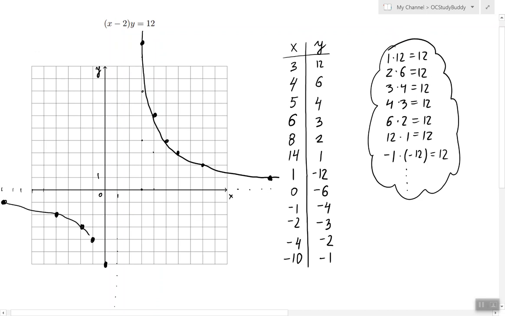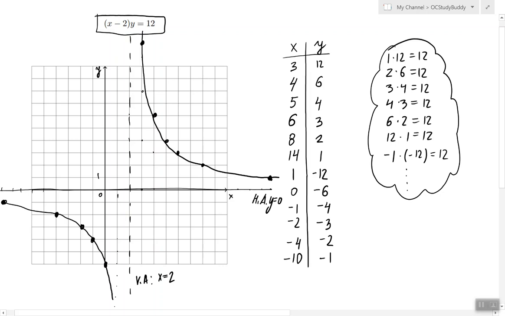So that's the pattern. This is how much we can do without knowing too much about this type of function. Of course, it takes a little bit more effort to realize that this graph actually has asymptotes, and the asymptotes are at x equals 2. So there's a vertical asymptote, and there's an asymptote at the x-axis. So the x-axis is the horizontal asymptote, and its equation is y equals 0. So this is a complete graph of this equation in two variables.